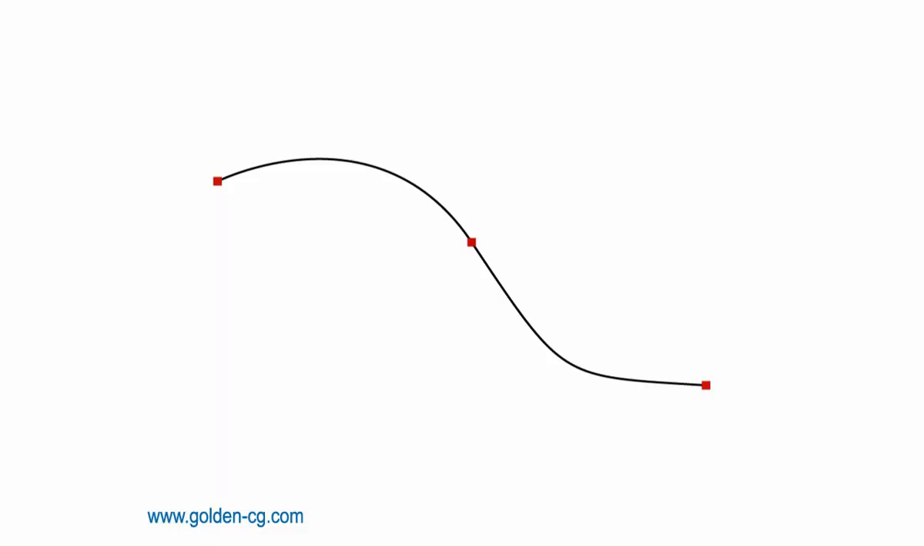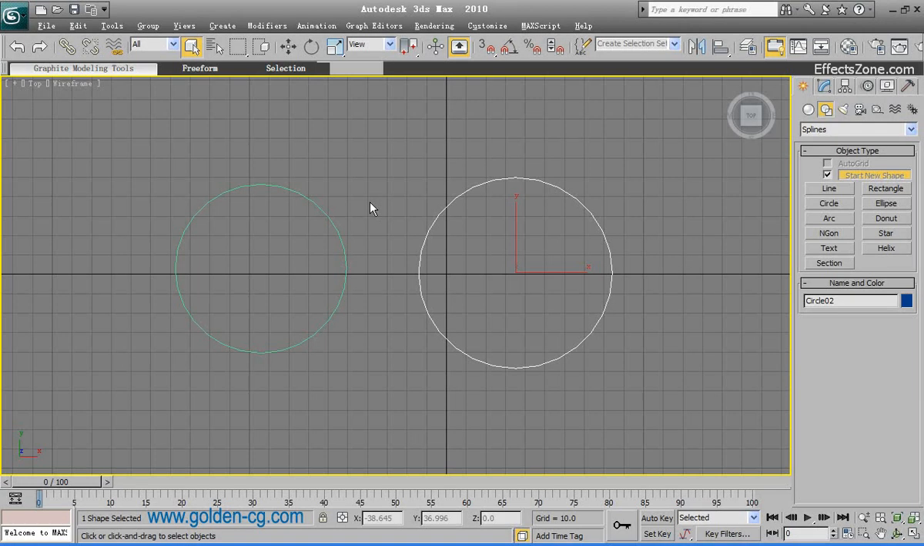A spline contains 3 sub-objects: vertex, segment, and spline. A vertex is a single point in space. It can be anywhere, and all splines have at least 2 vertices. Segments can be linear or curved, and each is between 2 vertices. The splines have their own parameters, but they are very limited. For example, for a circle, you can just change its radius.